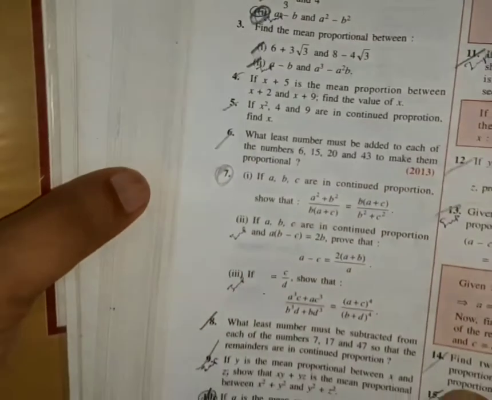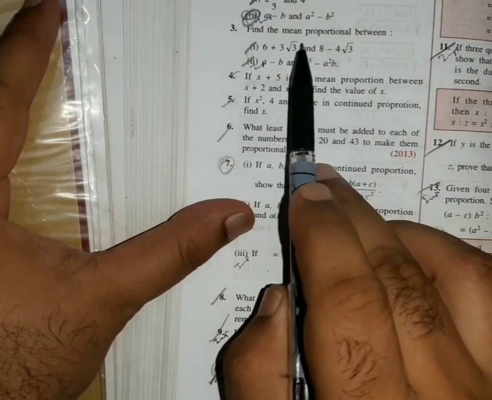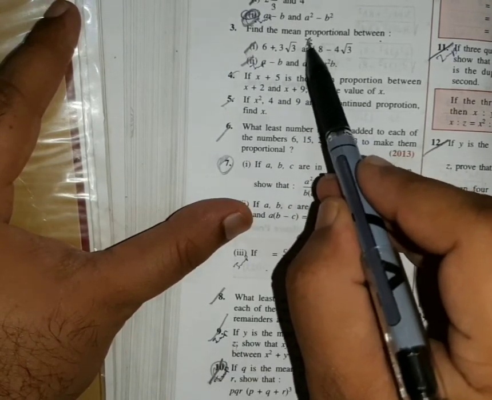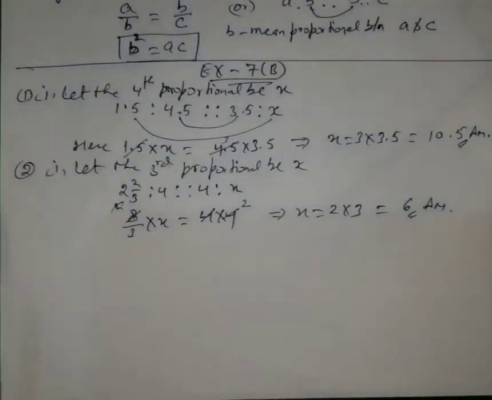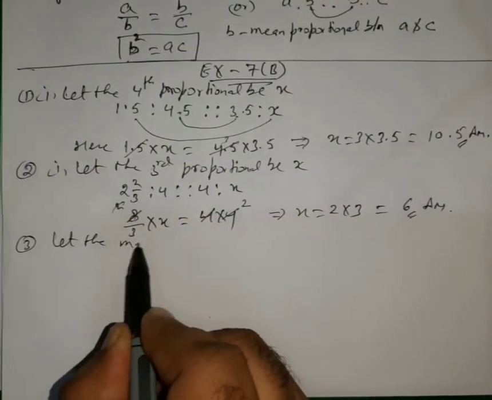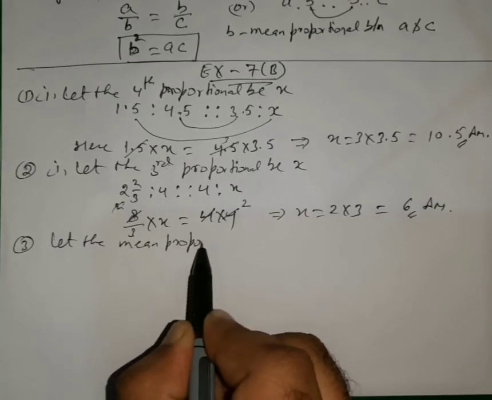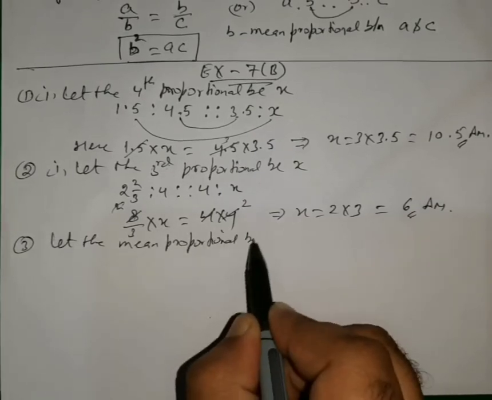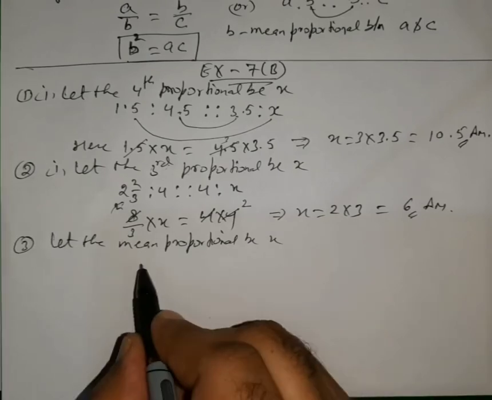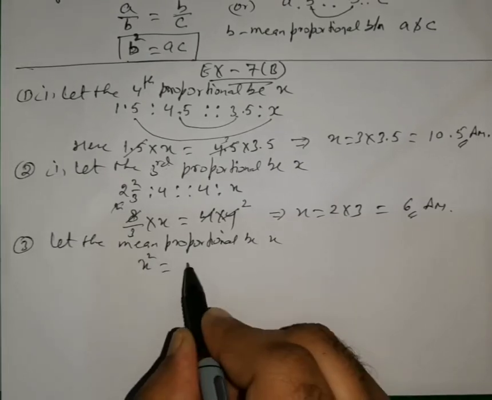Similarly, in question number 3, we have to find the mean proportional between this and this. Means we have to find the middle term. So let us say that the middle will be x. So in the third question now, let the mean proportional be x. Then since we know this, the square of the middle is equal to the product of the extremes.